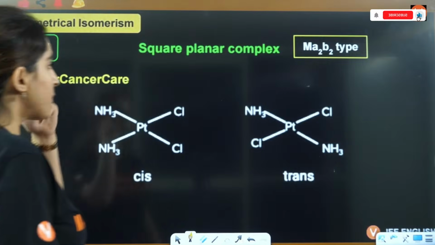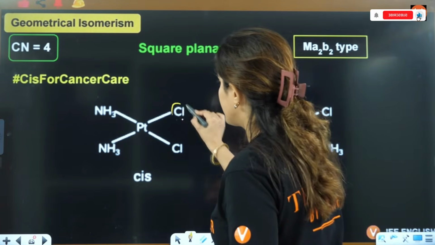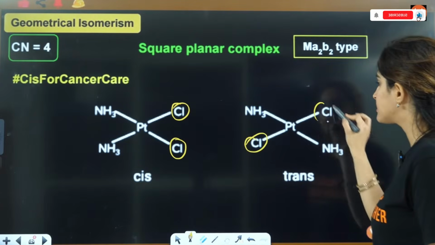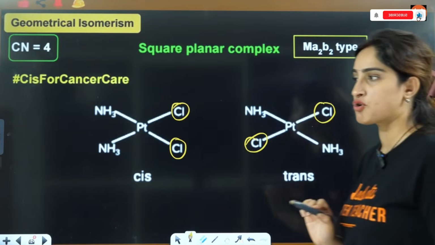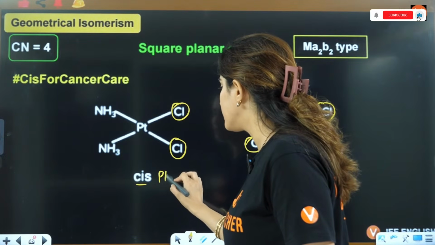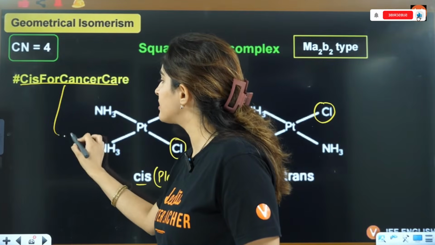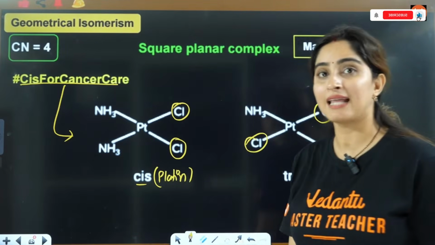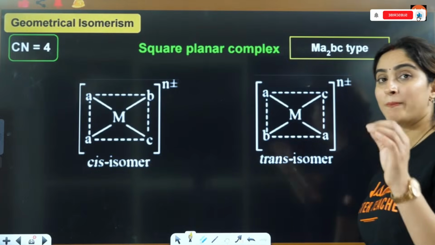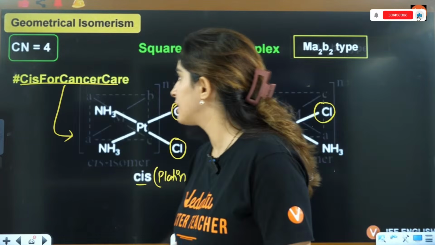But if you talk about MA2B2, this is going to be cis because they are next to each other. Here Cl, Cl are opposite to each other, that is trans, right? So it is showing, and here is cisplatin. Cisplatin is an anti-cancer drug, right? That is used. That is a very important question, right? And this is a complex of Pt(NH3)2Cl2.